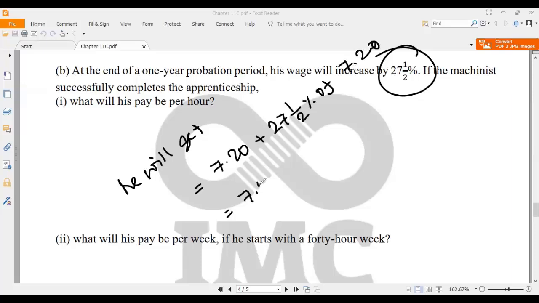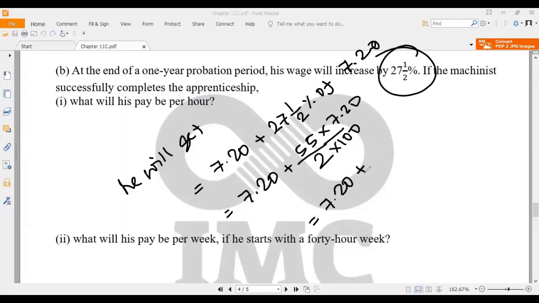So 27.1 by 2% of 7.20. Now we need to do the calculation. So 7.20 plus 27.1 by 2 divided by 100, of means multiplied, into 7.20. After calculating this part, we will get 1.98. That means after adding 7.20 and 1.98, we will get $9.18. So you will get $9.18 per hour. I hope you understand this part properly.